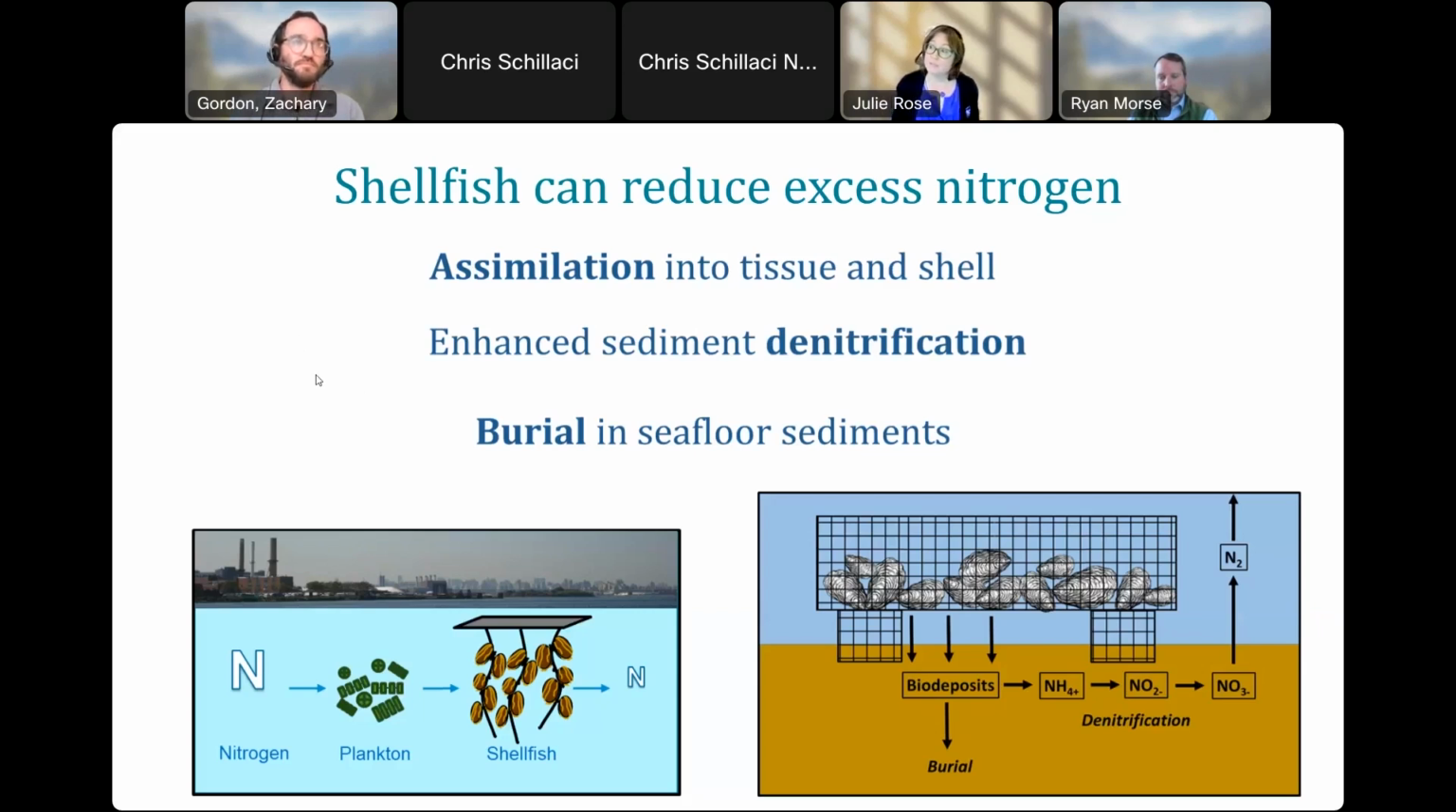And the reason for this is twofold. First, there's really great literature supporting this process in the scientific literature. And the second reason is that in several locations on the US East Coast, several nitrogen management programs have approved the use of shellfish aquaculture assimilation into tissue and shell as a nutrient best management practice. So if you could go to the next slide.